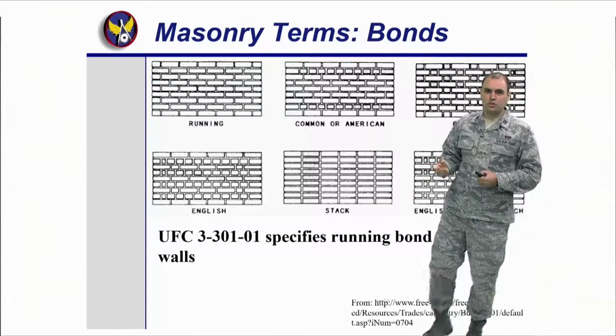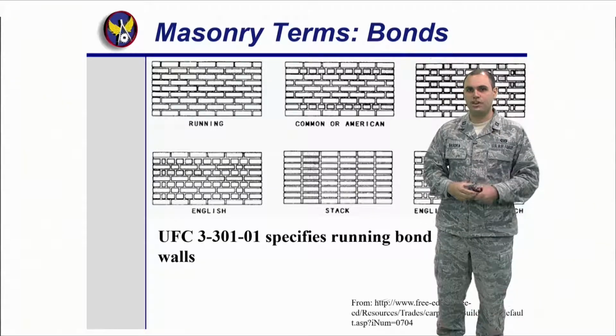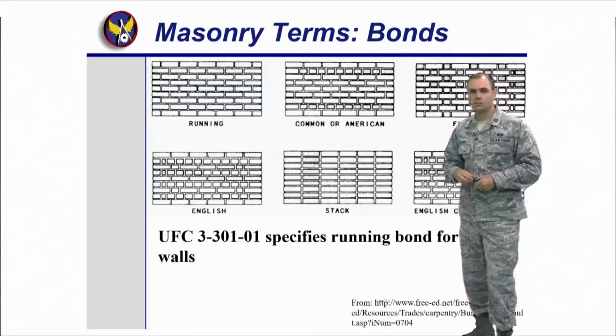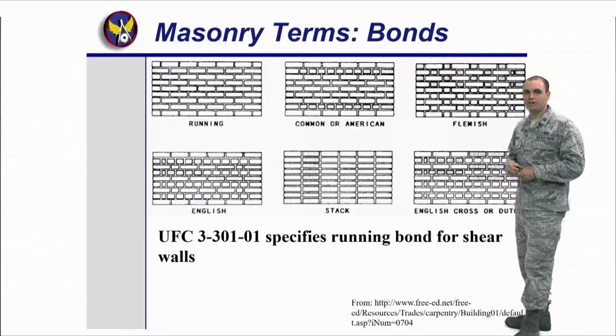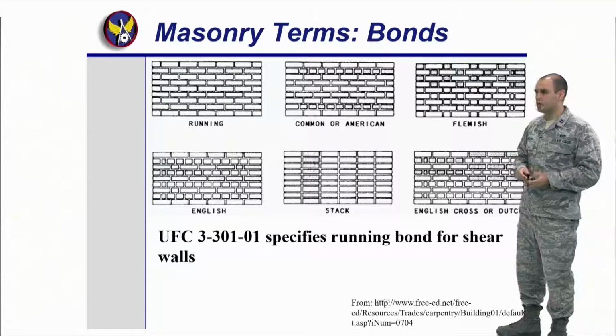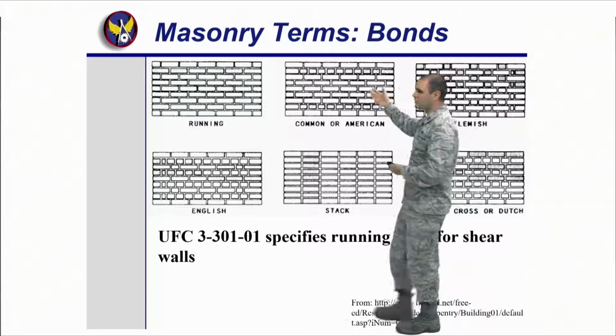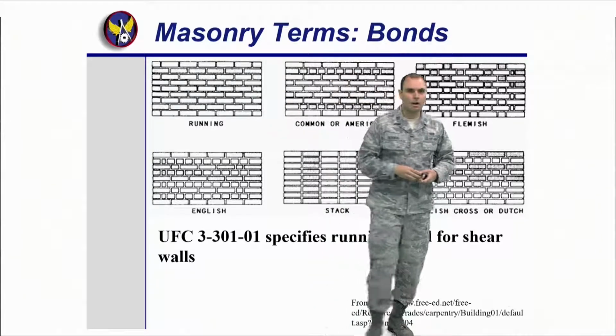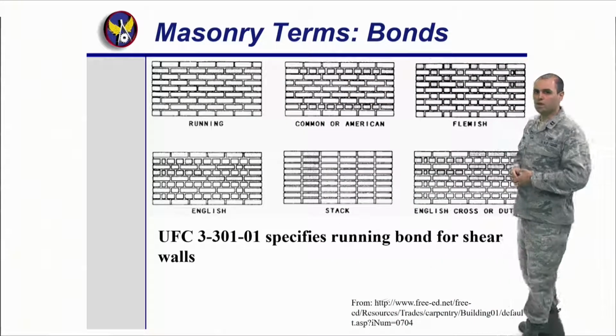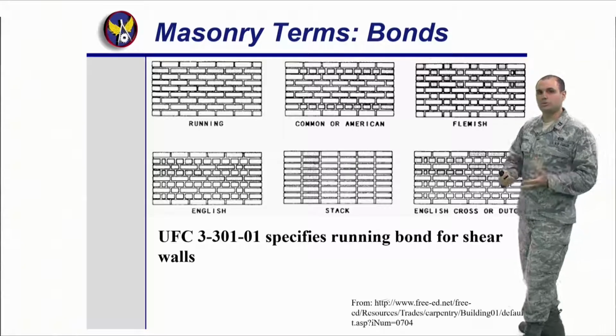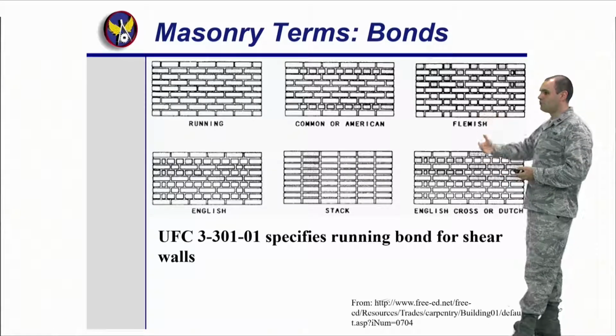However, UFC 3-301-01, which is a structural engineering UFC, specifies to you that you will use running bond for shear walls or basically load-bearing walls, all right? So that's where our focus is going to be in the class, mostly running bond being the most used for us because we're going to be using them for structural aspects, not for visual aspects, okay?